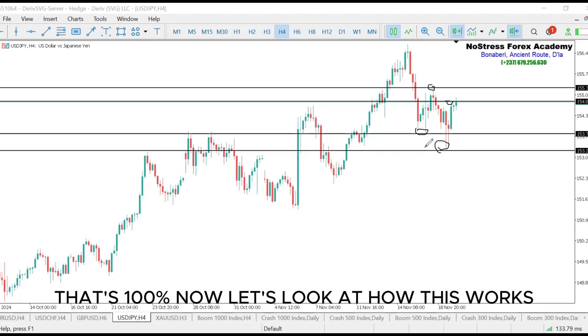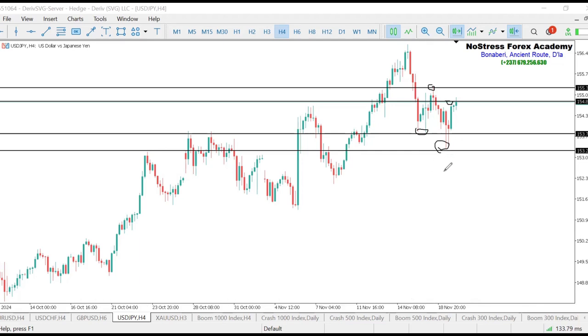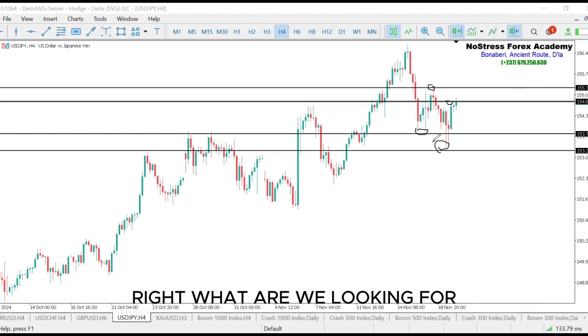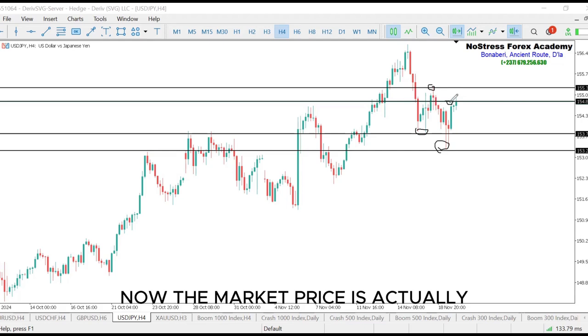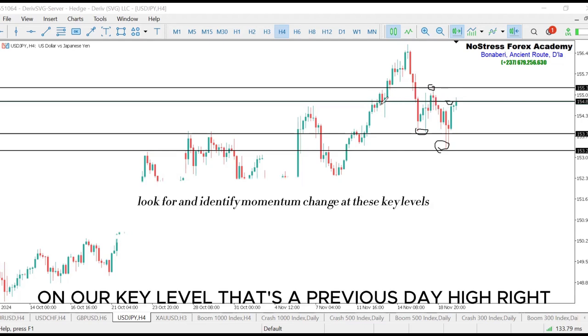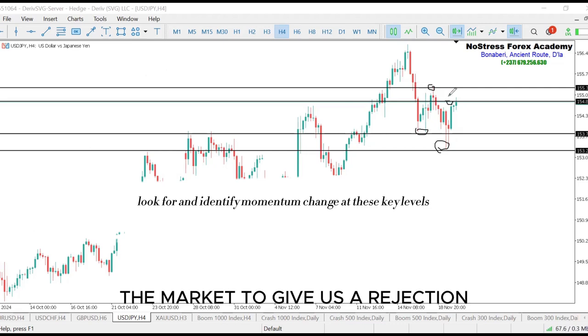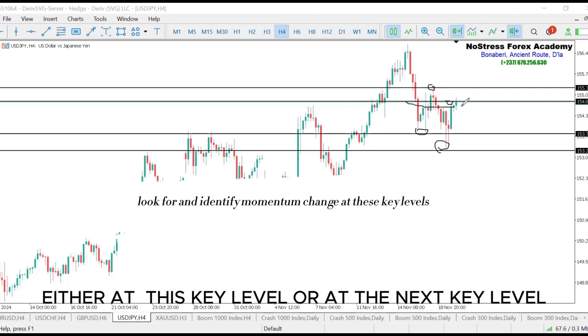Now let's look at how this works. Here we have the lows and the highs of 2 days back, right? What are we looking for? Now the market price is actually on our key level. That's a previous day high, right? So now we are looking for the market to give us a rejection either at this key level or at the next key level.